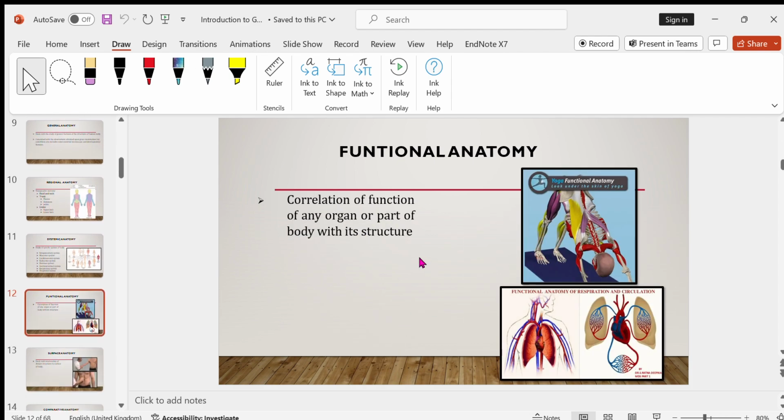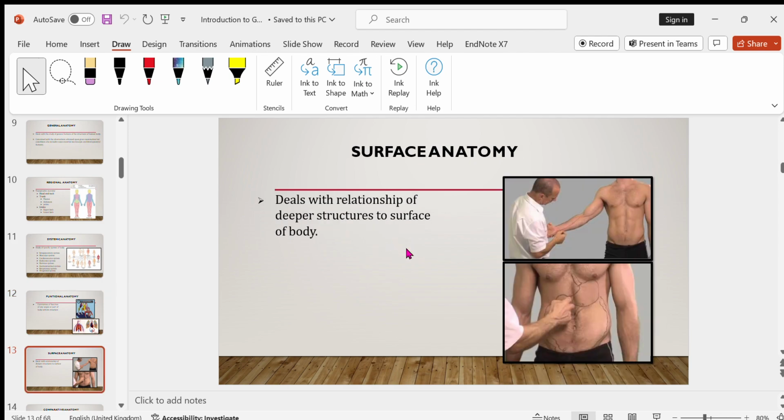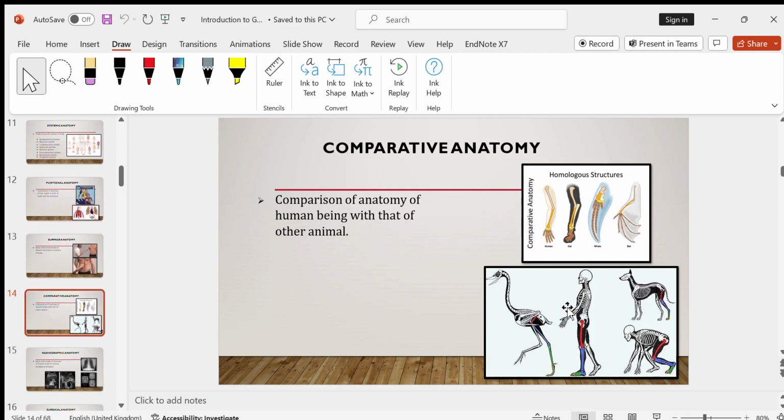Functional anatomy is the correlation of the function of any organ or part of the body with its structure. Surface anatomy is that we can see here, this is the marking of the stomach inside the human body. We are seeing the stomach on the surface of the human body. This is surface anatomy. Comparative anatomy is that we compare the anatomy of humans with those of animals.